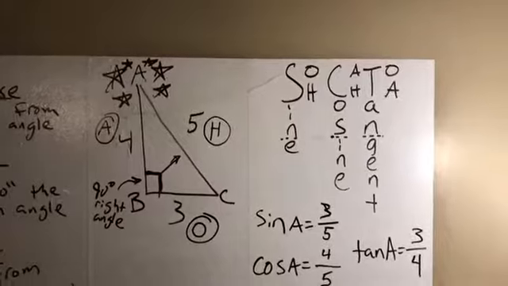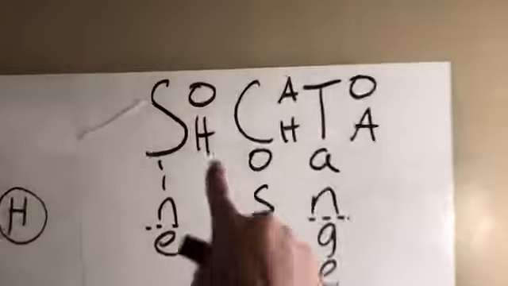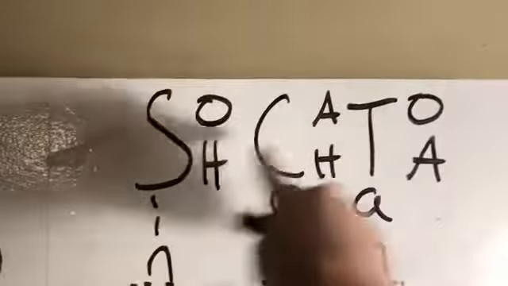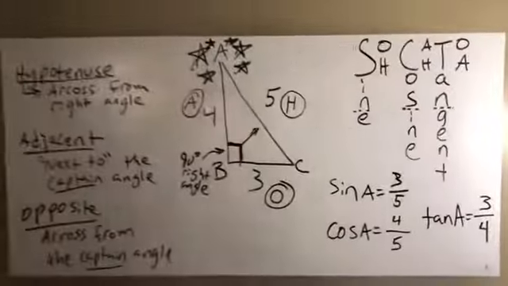And this is something that you're just going to want to memorize. The SOH CAH TOA. This little thing will help organize your trigonometry no matter how challenging it can get.